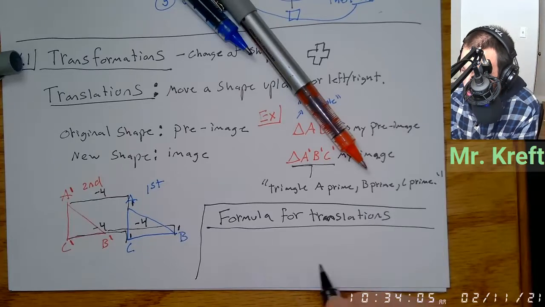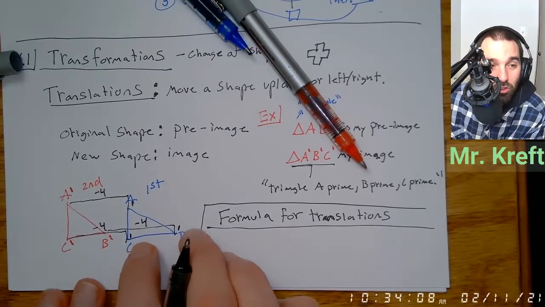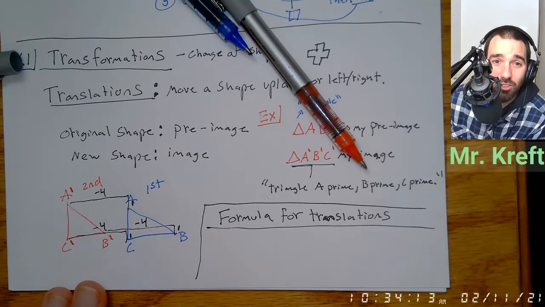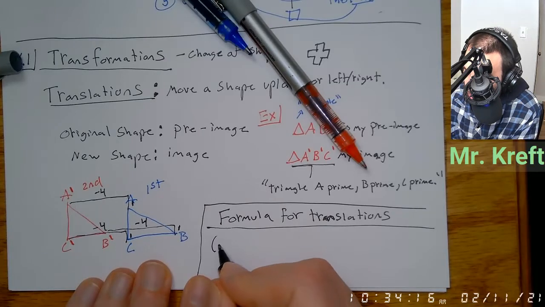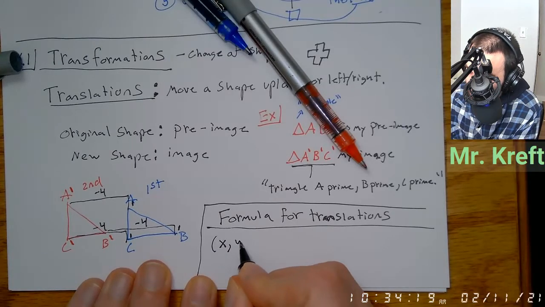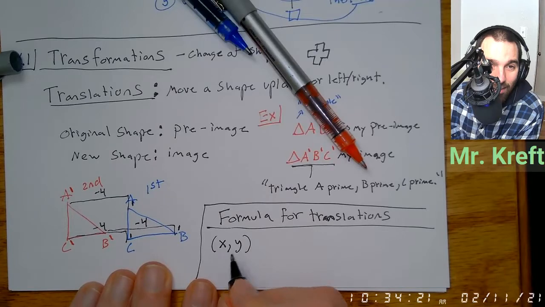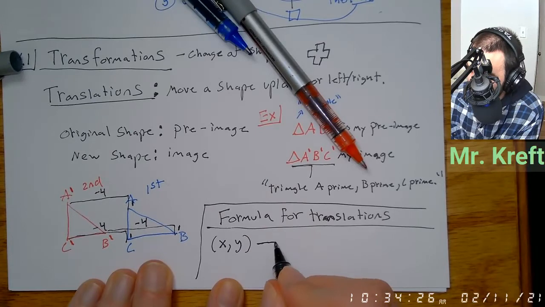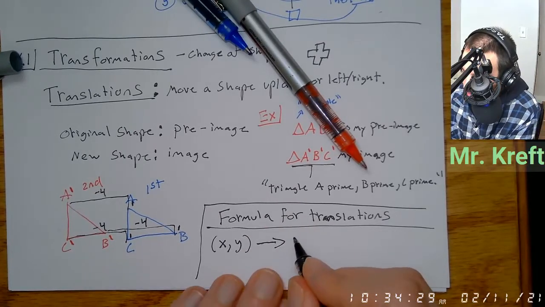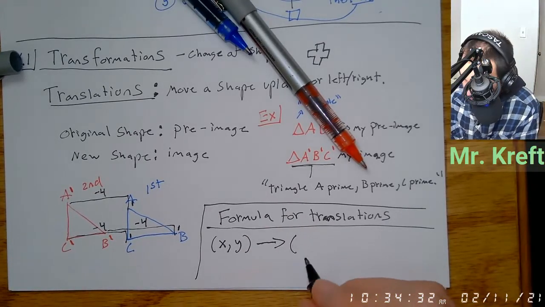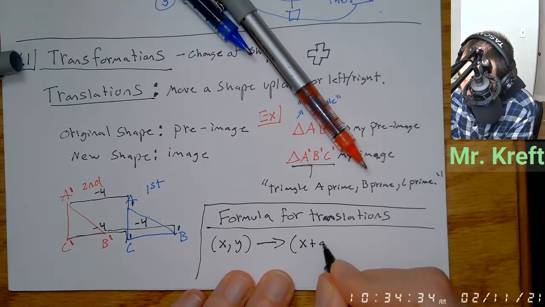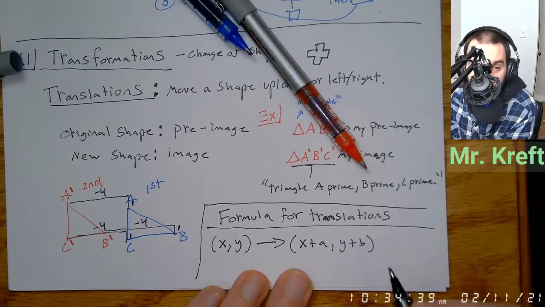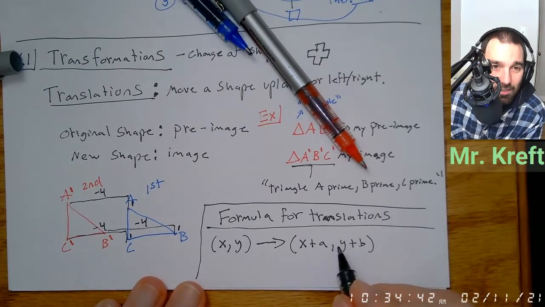So yeah, okay, so the formula is going to be like this. Notice how when we move a shape, we move all the points, because if I just moved 1 point, then I'm distorting the shape. So the way that this works is we have a point (x, y). Okay, so I just have a point (x, y), and then I'm going to draw an arrow, and then I'm going to say (x + a, y + b). And then I'll translate this into English.